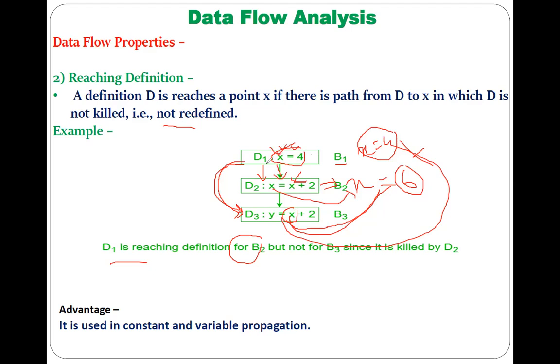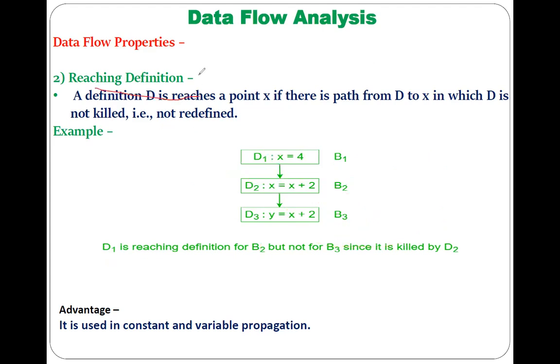Means this X is getting killed at the point D2, because the value of X is modified at D2. That is the reason you can say D1 is not a reaching definition for D3, but it is for D2, because whatever value of X is defined in D1, the same value you are utilizing here. But at D3 you cannot utilize that value, because there you are utilizing X equal to 6. Understood? So that is the concept of reaching definition. I hope you understood.